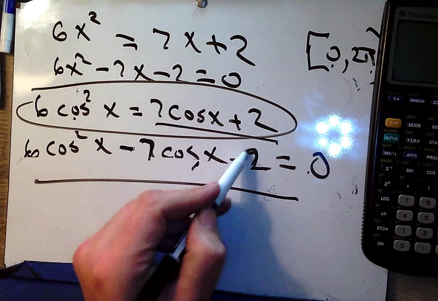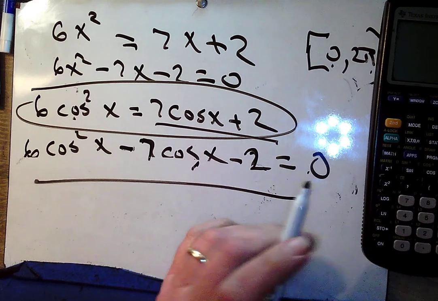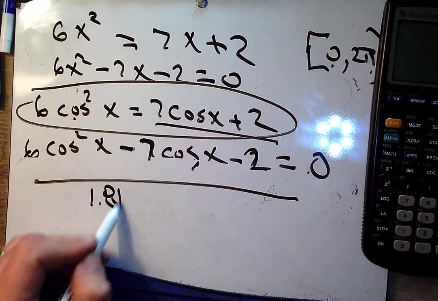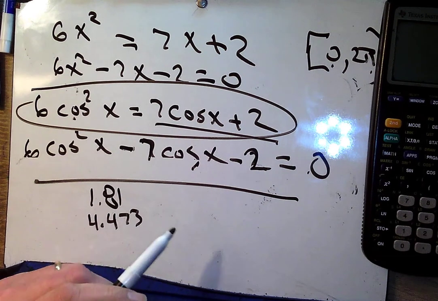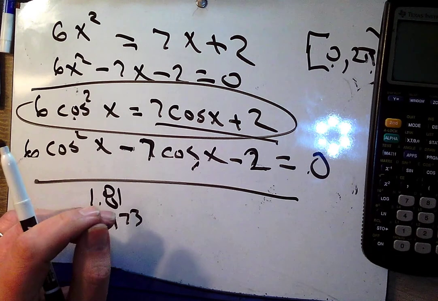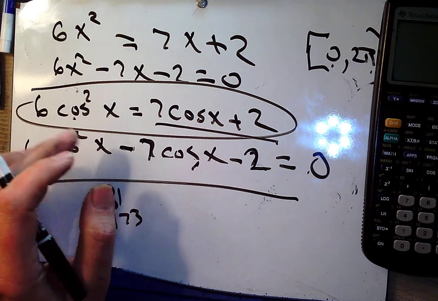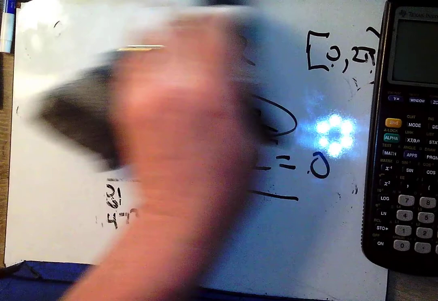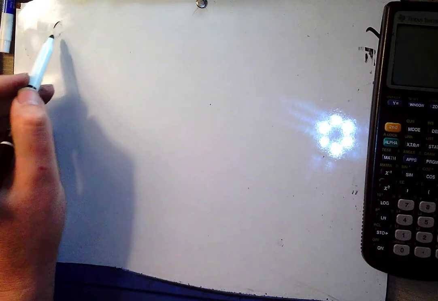And if you want to see Mr. Paz do either of those approaches, by all means, you should ask him. I do get 2 answers, 1.81 and 4.473. For those of you who did pull out your calculator and check this one. All right. We've done those. I feel like we've done a whole bunch of those. Yeah, let's do that one that was quite similar to this one, actually.